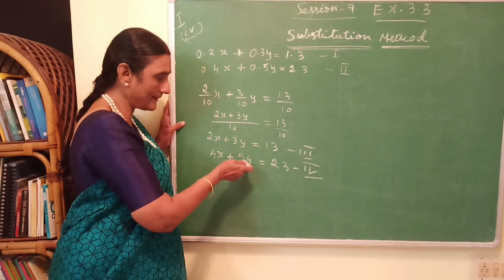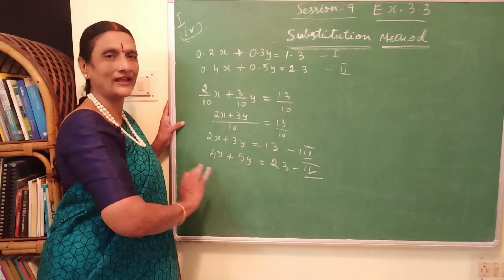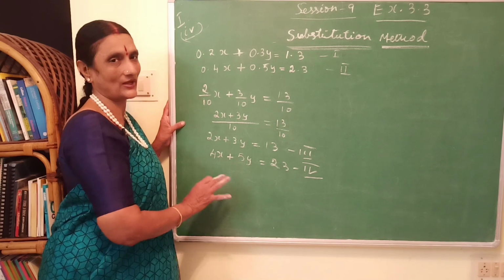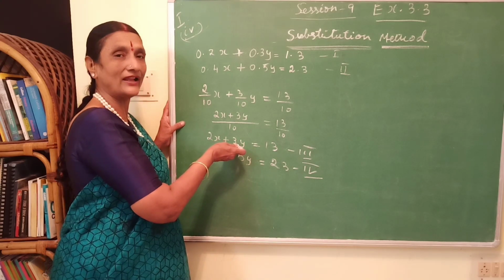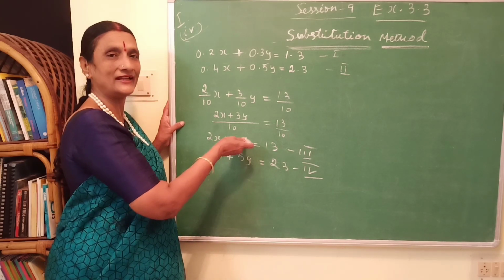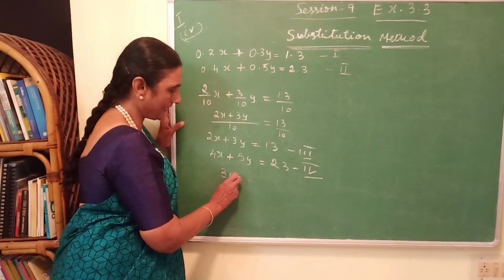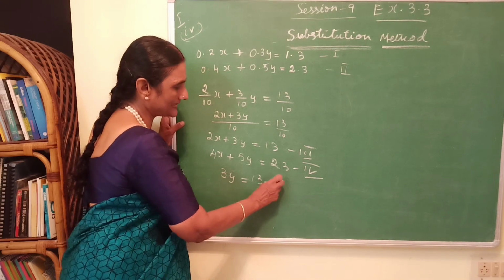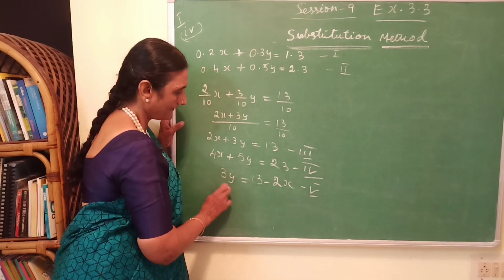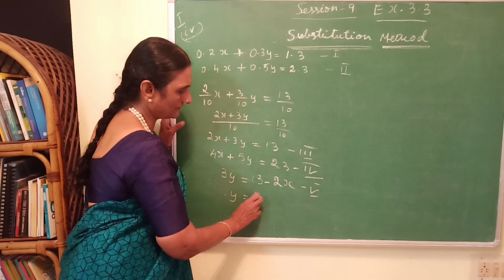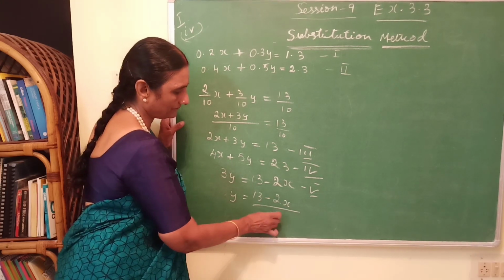You can find y in terms of x and also x in terms of y. So you always have four options, and you can choose any one of them. Like this time, shall we substitute y in terms of x? That's also possible, so we will take it. So 3y we get as 13 minus 2x. We'll name it equation 1. Therefore, y is equal to (13 minus 2x) divided by 3.